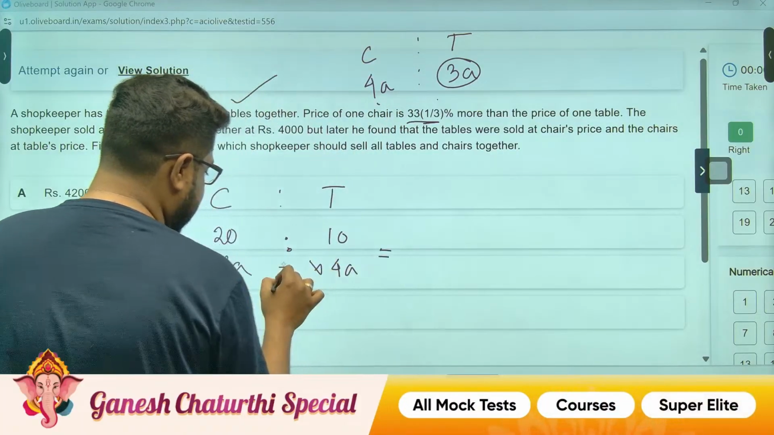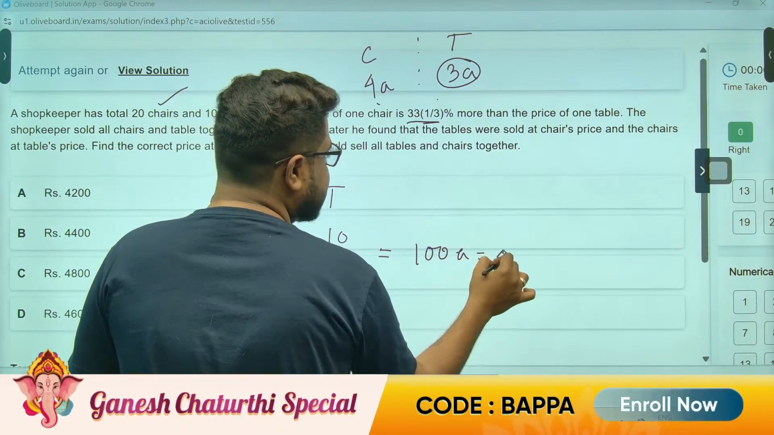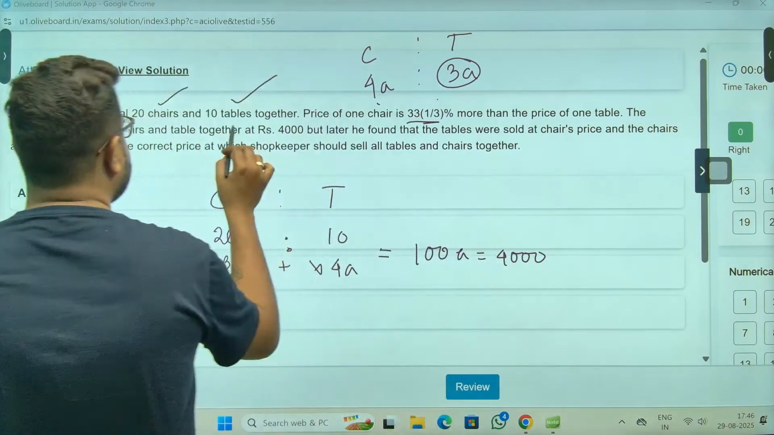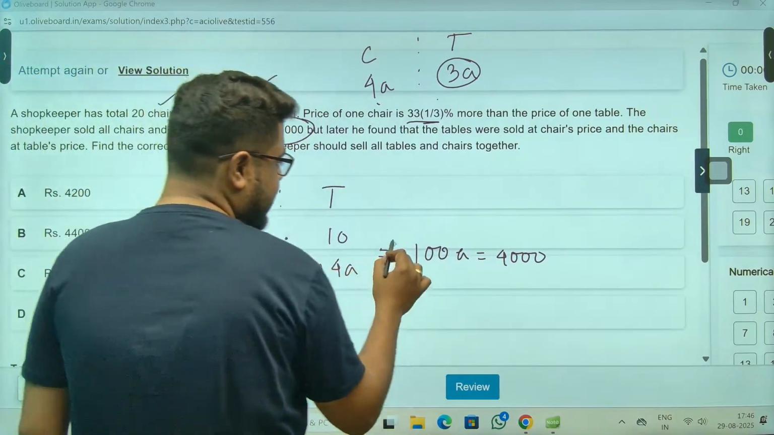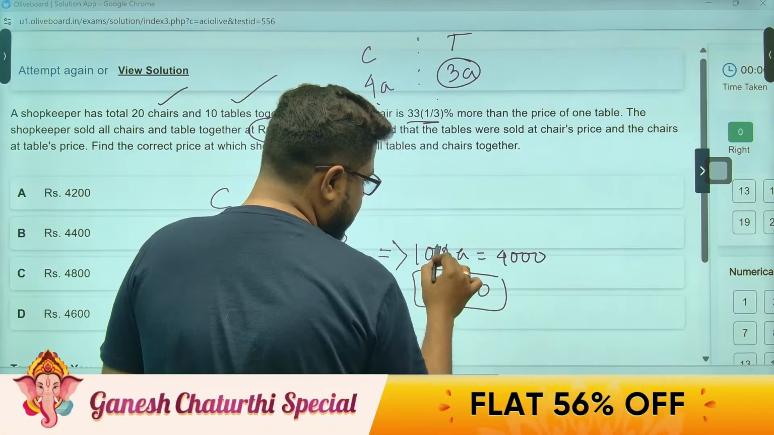So total will be, sir, 60 plus 40, that is 100A. That is equal to 4,000 rupees given, sir. Total 4,000. So A is 10, sir. Sorry, A is 40, sir.